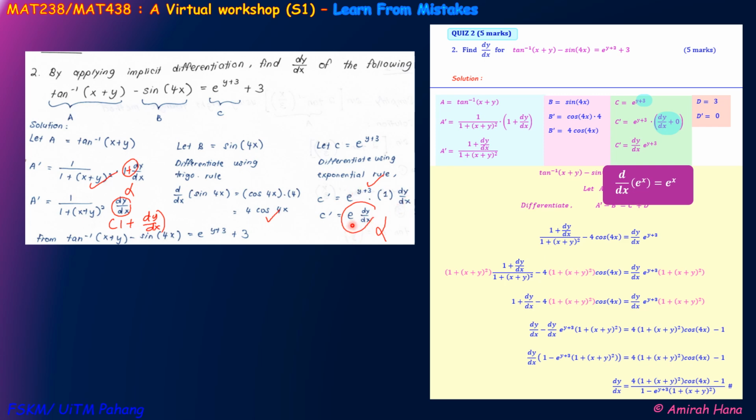Tapi, lepas tu dia tulis e and then maybe tertinggal to the power of y plus 3 dy over dx. So, sebab tu yang ni salah ya. Sepatutnya e to the power of y plus 3 dy over dx ataupun dy over dx e to the power of y plus 3. So, kat sini tak ada to the power of y plus 3. Sebab tu salah. Right?